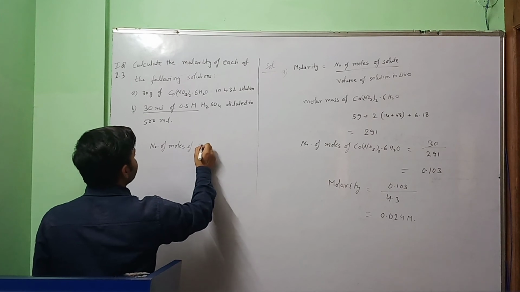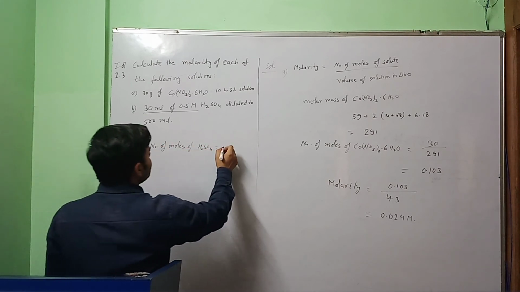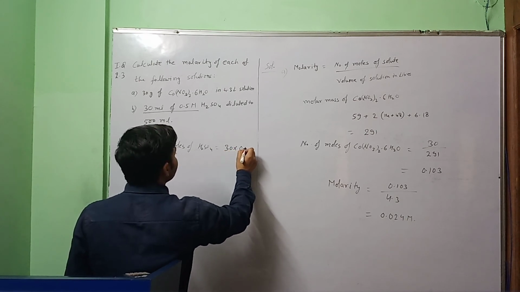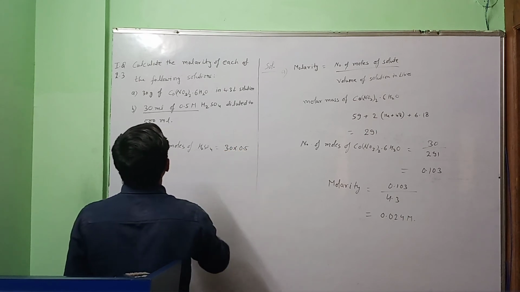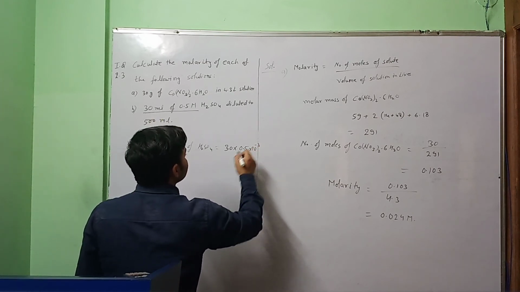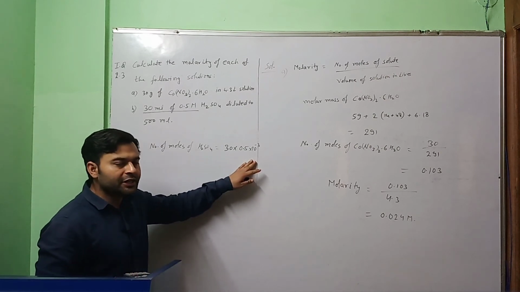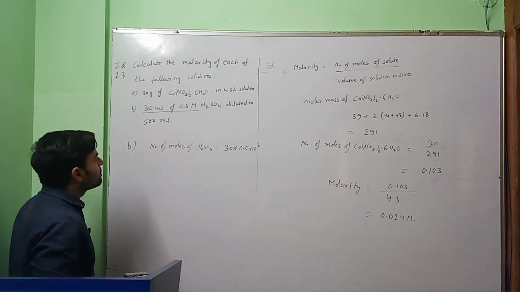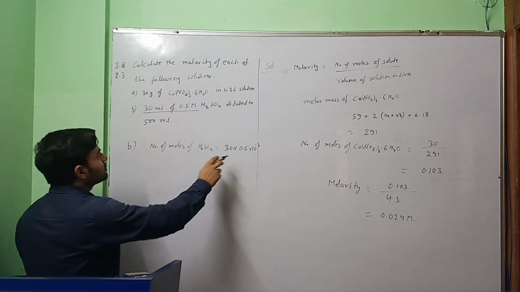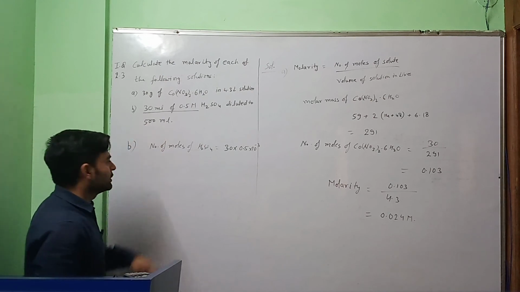So from here we can write the number of moles of H2SO4 is 30 into 0.5, and this is in ml, so we multiply by 10 to the power minus 3 to convert it into liters. Now this is the number of moles of H2SO4 in the diluted solution. The volume is 500 ml.